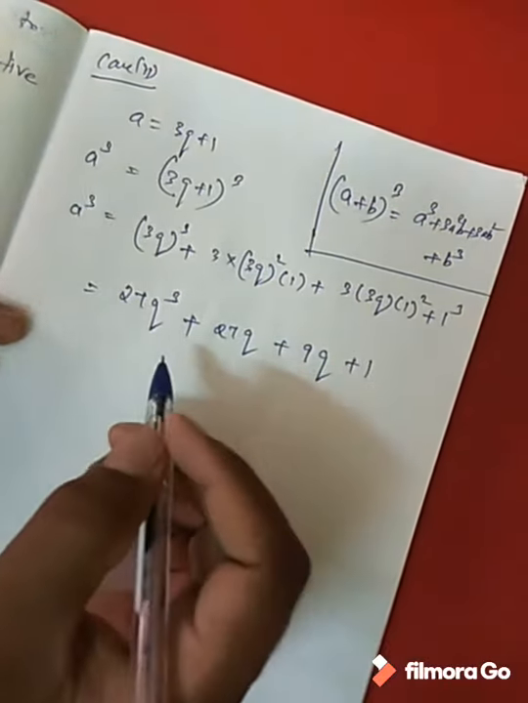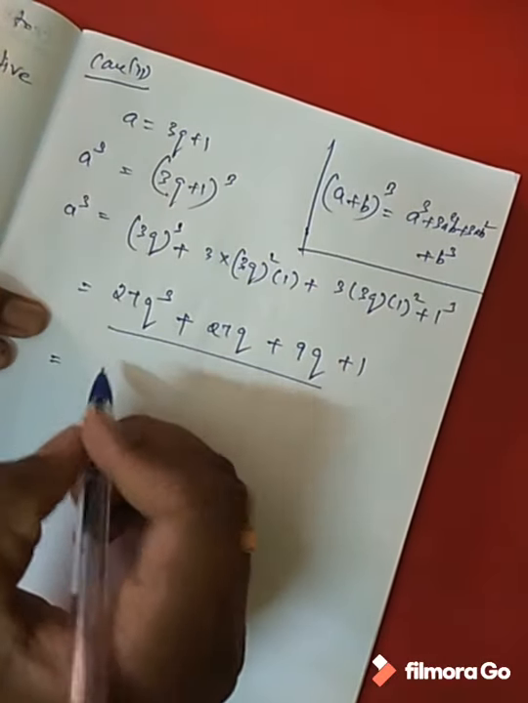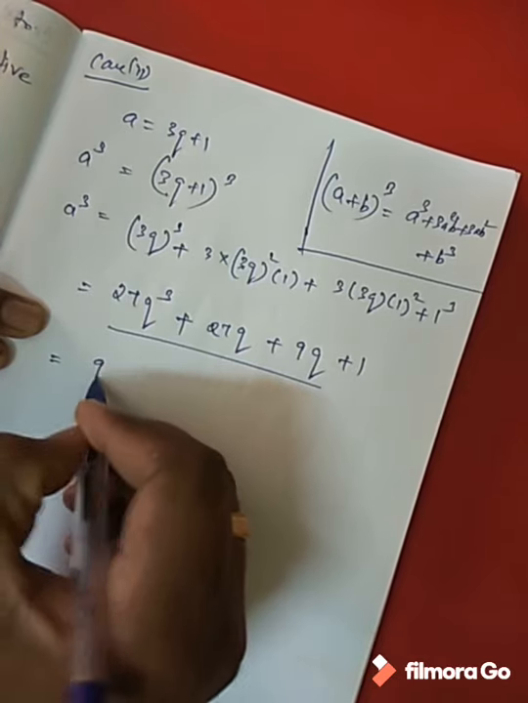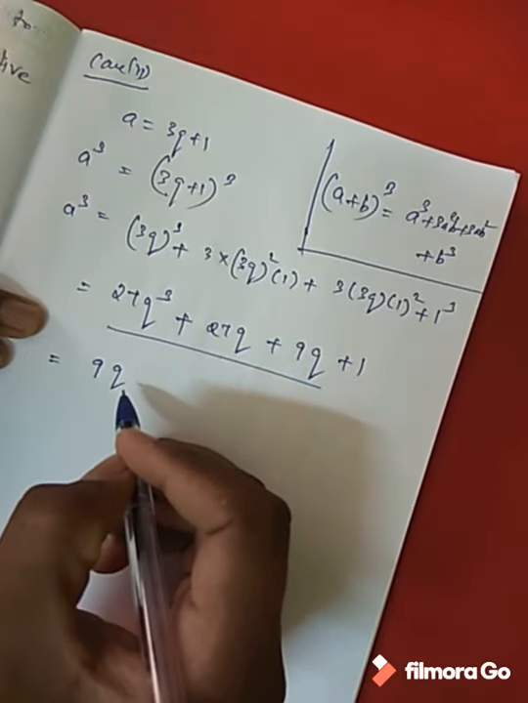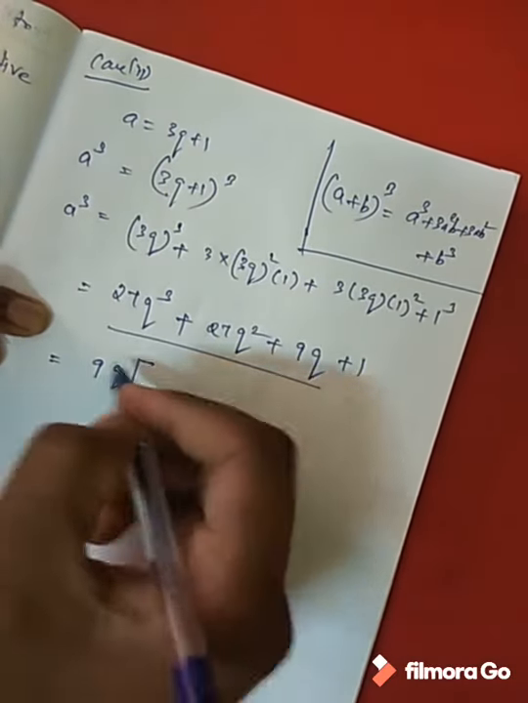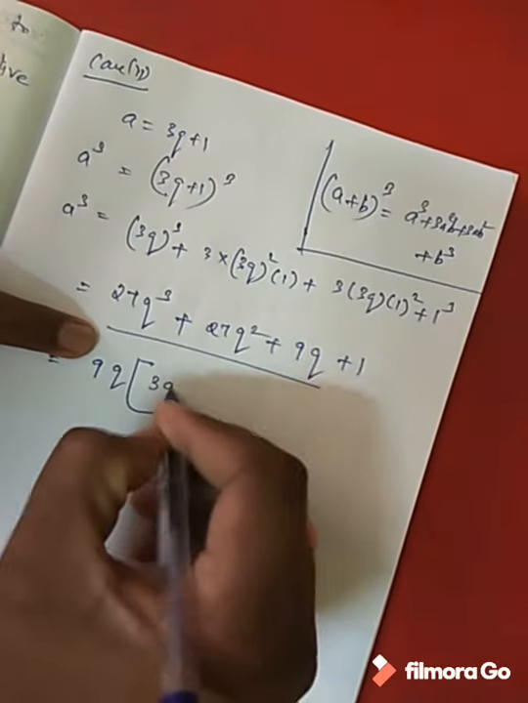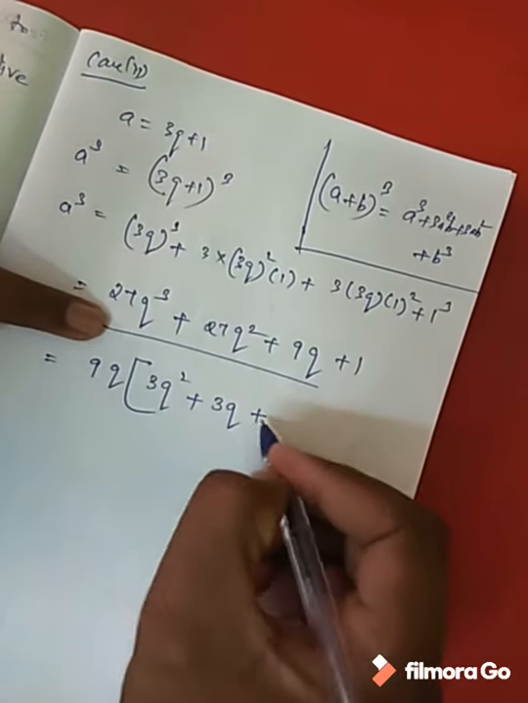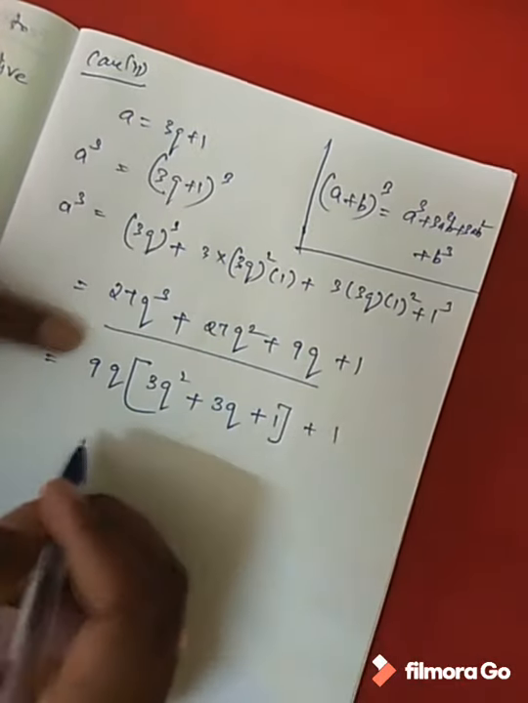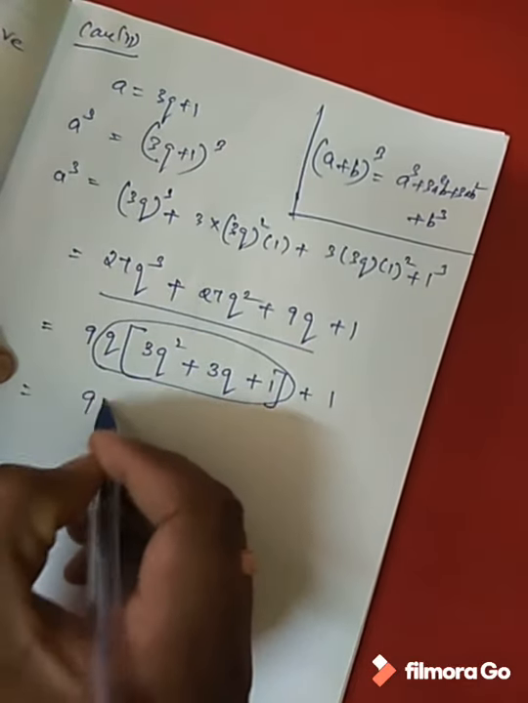plus 1. Okay, from the first 3 terms I can take 9 as common, and q is also common. So 27 q cube can be written as 9 times, 3 q cube plus 3 q square plus q, plus 1. I can assume the bracket term as m. So we get 9m plus 1. Okay, so we got the answer.